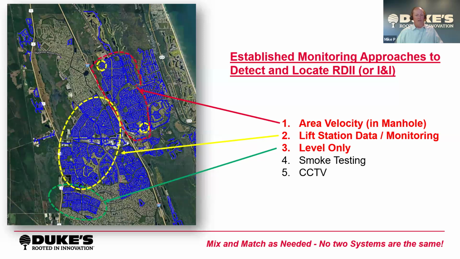And to sort of wrap this up, there's no perfect tool in the toolbox. Usually problems require multiple tools. And we focused on these 3 areas: the gravity system flow monitoring, lift station data mining and monitoring, and then the level only. There's nothing to prevent, and I would say in most cases it's required, some sort of mixing and matching. No 2 systems are the same, so it's usually a discussion, needs to be a discussion, and to formulate a plan for the best approach.